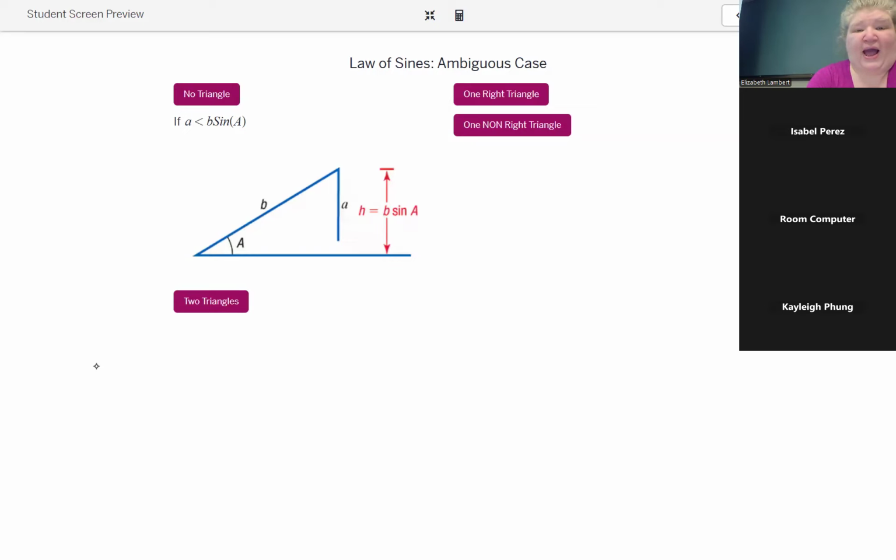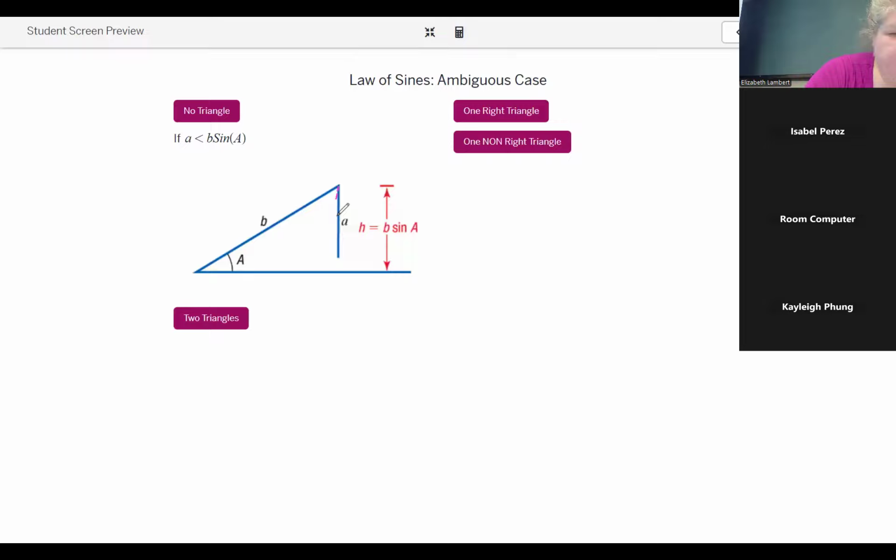Now, the way we figure out this height is by using right triangle trigonometry. So if I actually continue the direction of A, because it's hanging perfectly down, that makes a right triangle. And my sine of A in the right triangle would be this height over B. And then I could solve for height, and that's where I get B sine A. So B sine A is my minimum required height to make a triangle.